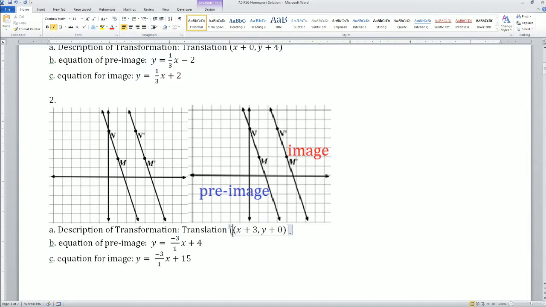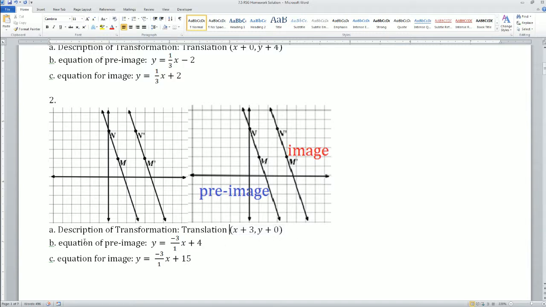How am I going from the pre-image to the image? It is sliding to the right. It's a translation to the right, so it's add 3. It's going over 3 spots. Look at the M to the M prime: 1, 2, 3. That's the general rule. It's x plus 3, y plus 0.